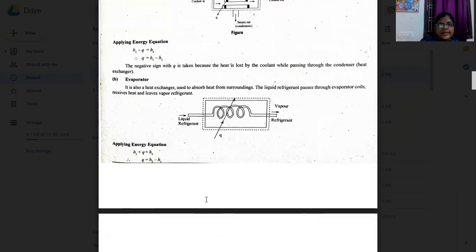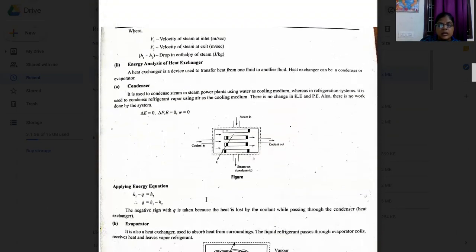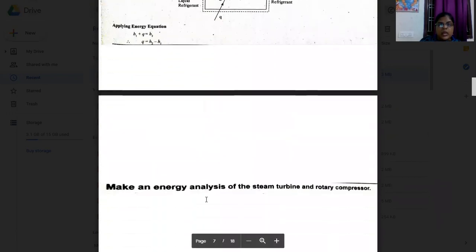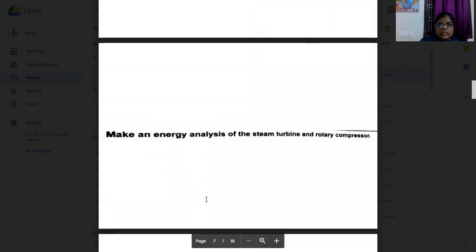That is the heat exchanger. Above is the nozzle. In the nozzle, we derived velocity, and in the heat exchanger we derived heat transfer for the condenser and evaporator.